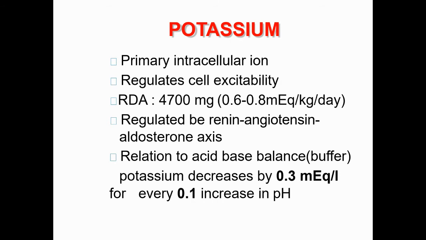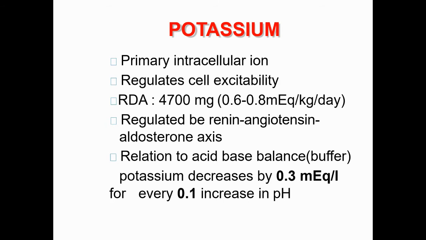The fifth one is its relation to acid base balance, because we have to maintain our pH between 7.35 and 7.45. If the pH is disturbed, we can get acid base disorders, which include acidosis as well as alkalosis. So if potassium decreases by 0.3 milliequivalents, what happens? There will be a 0.1 increase in the pH.